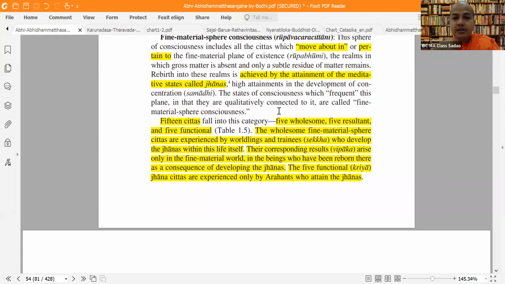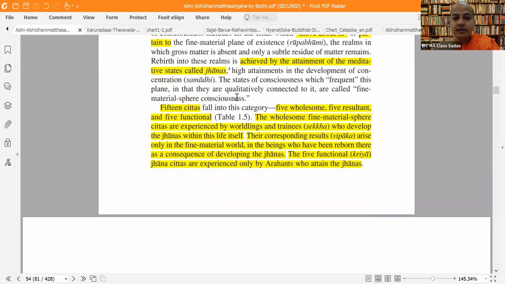Rebirth into these realms is achieved by the attainment of the meditative states called jhanas, that is understood already, high attainments in the development of concentration, samadhi. So this is very much important. Look at the connection between jhanas and samadhi, concentration. So you have to develop a higher degree of concentration. Your mind has to be concentrated.